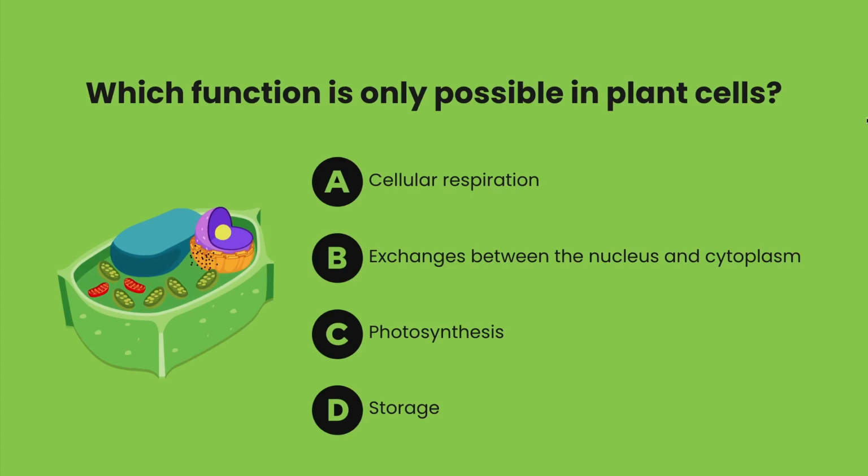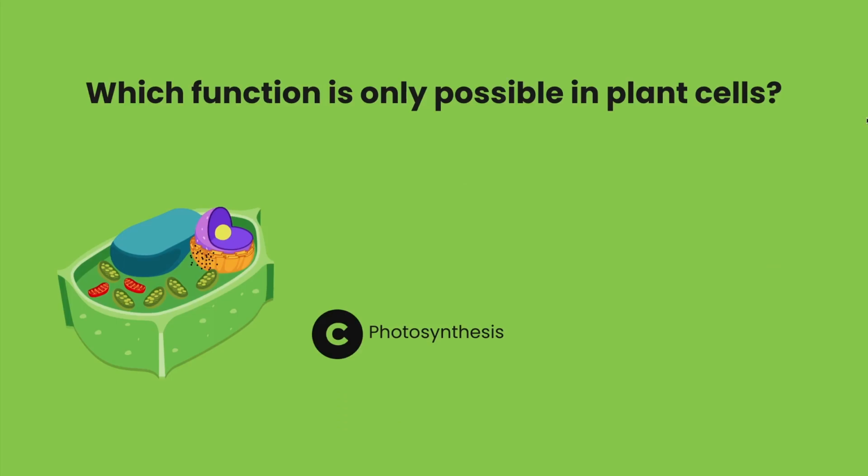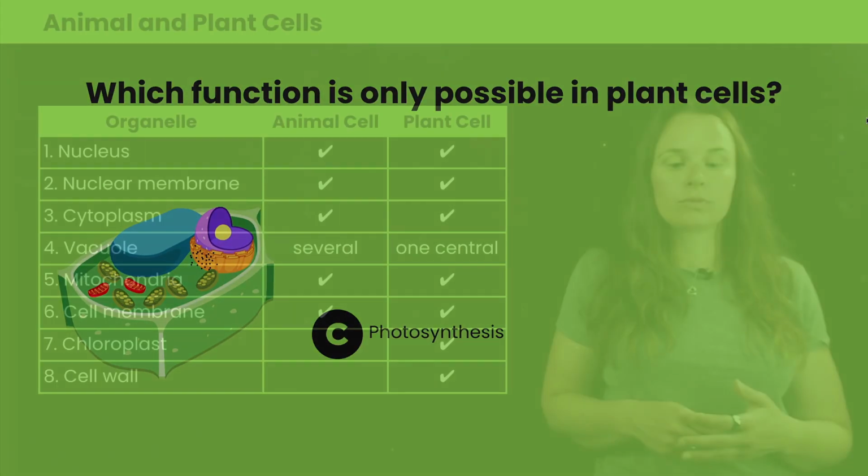Which function is only possible in plant cells? Is it A, cellular respiration, B, exchanges between the nucleus and cytoplasm, C, photosynthesis, or D, storage? The answer is C, photosynthesis. Let's review the organelles in the different cells to understand this answer.